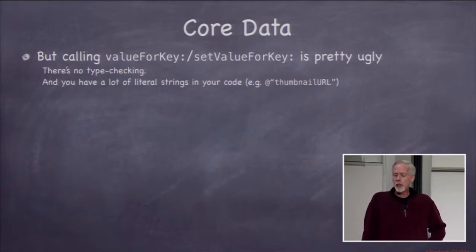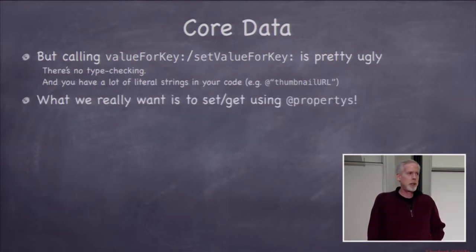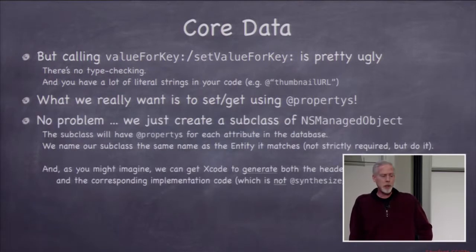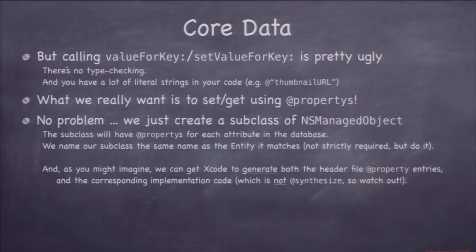So really what we want here is properties. We want to be able to set the title and subtitle and thumbnail URL and all that stuff in my photo using properties and dot notation. So all we need to do that is create a subclass for photo and a subclass for photographer. Subclasses of NSManagedObject, right? And these subclasses will implement all these properties. And of course, because Xcode is so nice, it's going to do that for you.